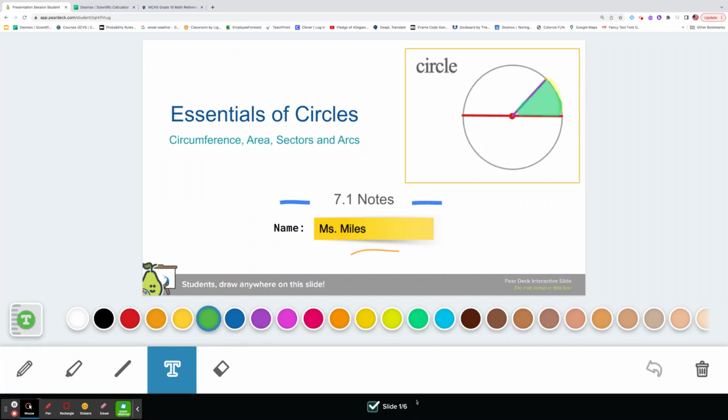Welcome to a lesson on Essentials of Circles. In this lesson, we'll be talking about circumference, area, sectors, and arcs. And there's a picture of a circle on the top right corner of your screen.